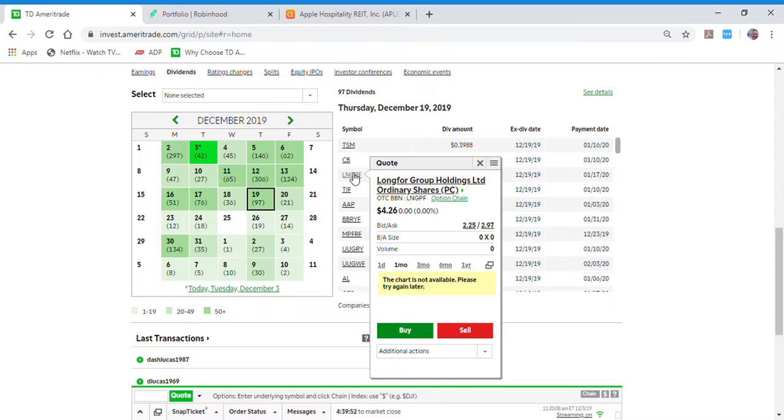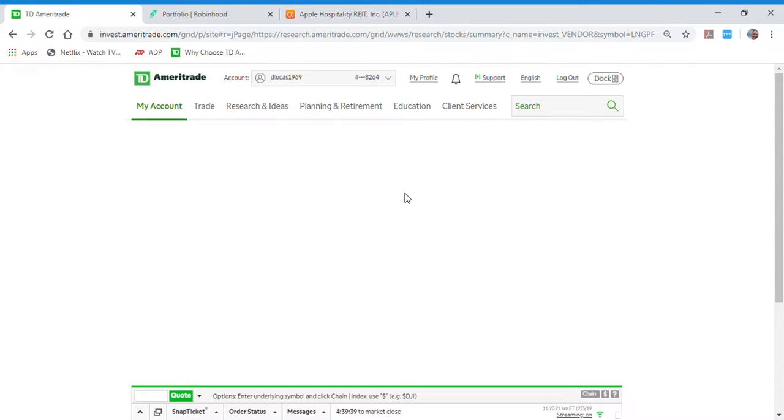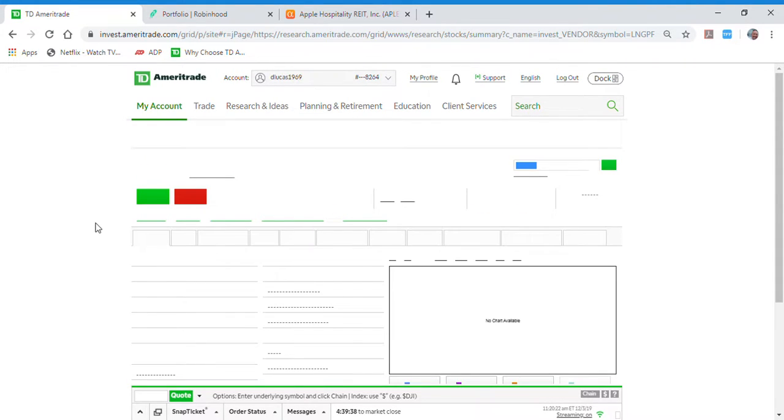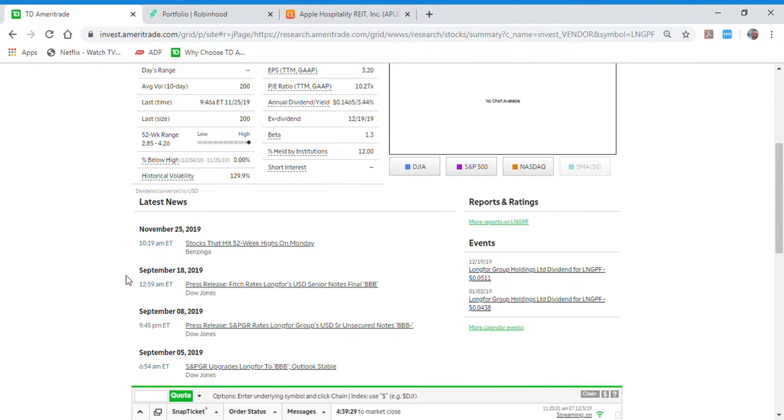I would suggest you get a notebook or a tablet because you're going to want to make notes. Hey, I want to look at this company. I want to look at that company. Click on them here. Actually go take a look at them. You can look at them right here on TD Ameritrade, kind of get an idea of what the company's all about. They have a dividend. Of course, you are on a dividend calendar. You can learn some news about the company right down here, events of the company.